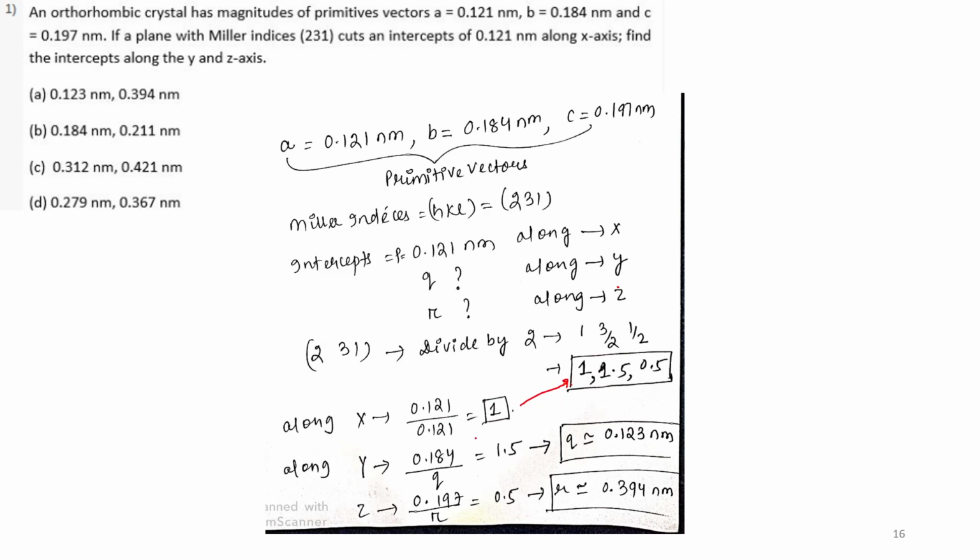Now in a similar way, 0.184 divided by q will be 1.5. From here you can get the q value. Similarly, 0.197 divided by r is equal to 0.5. From there you get the r value. So see here, the intercepts will be 0.2121, 0.123 and 0.394. So this will be the x-intercept, similarly the y-intercept and z-intercept. So please go through the problem, then we will go to the next one.